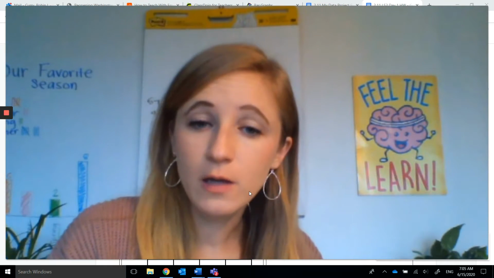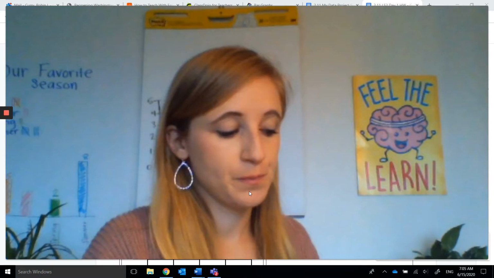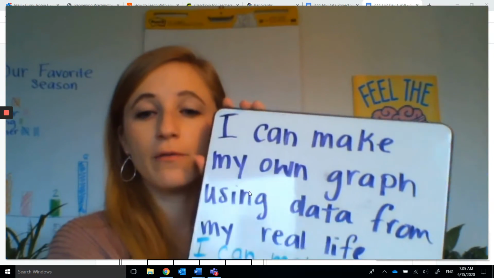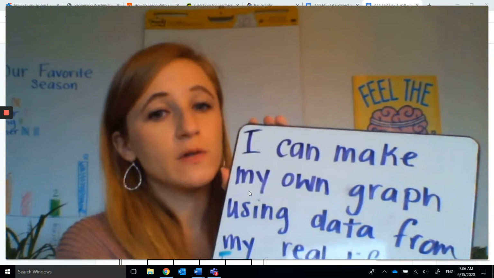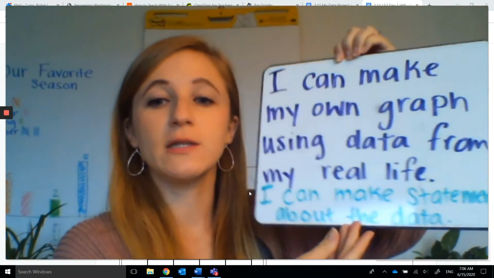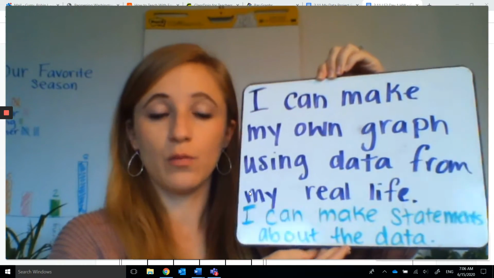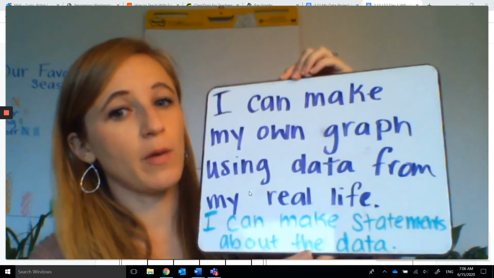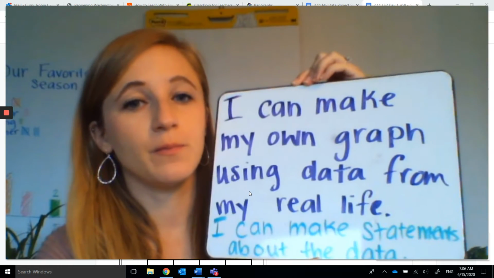For our very last math lesson for this year, we have two goals today. Our first goal is I can make my own graph using data from my real life. Remember, data is the numbers and information that you collect that you put on your graph. Our other goal is I can make statements about the data. Okay, we'll talk more about what that means as we go. So one more time, our goals are I can make my own graph using data from my real life, and I can make statements about the data.